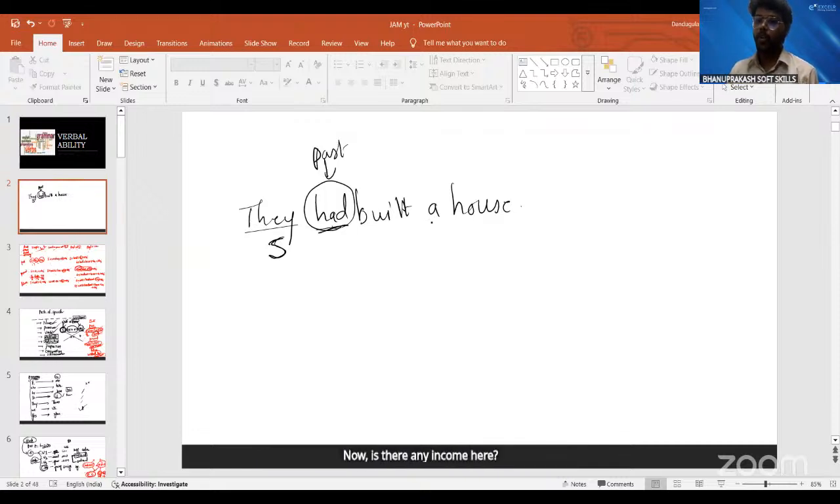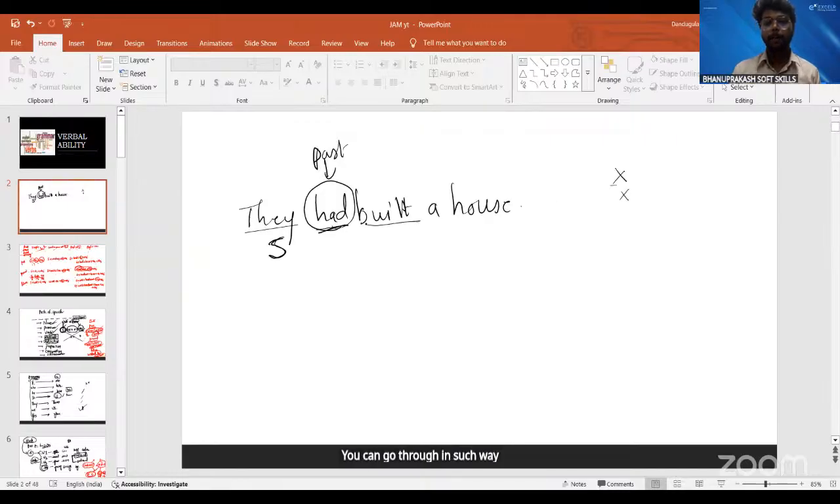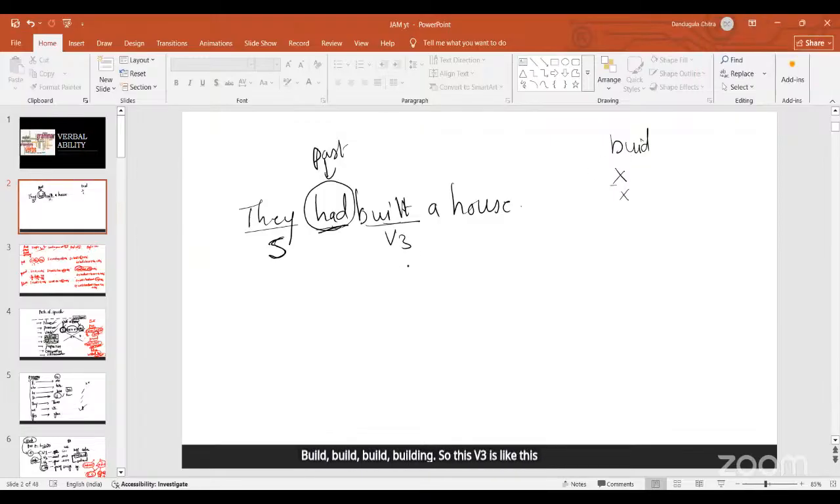No. So there is no ing form. That means it is not continuous or perfect continuous. Simply one thing is left. What is that? Perfect. You can go through in such a way, or else build, built, built, building. So this V3 is like this, built is the V3 form.